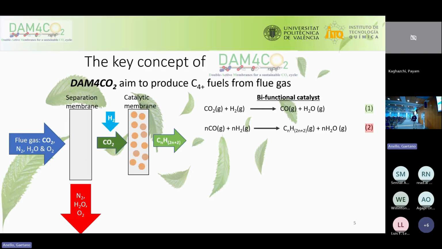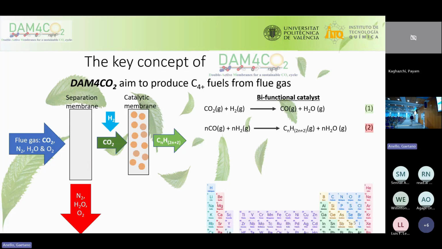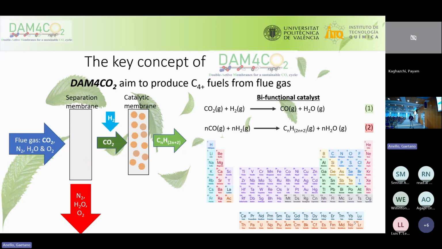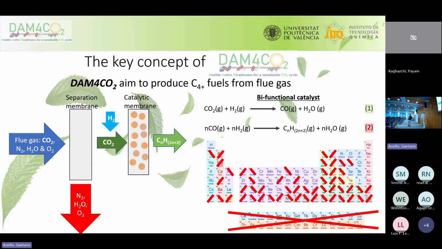Okay, so to be able to produce alkanes, you need to perform two reactions in a consecutive way. The first one is the reverse water gas shift, and the second one is the Fischer-Tropsch process. Okay, so we have a lot of elements in the periodic table that we can use for this catalysis, but the European Union, to make this more interesting, banned almost all. So this is good for us because limiting the amount of elements that we can use can give us a possibility.